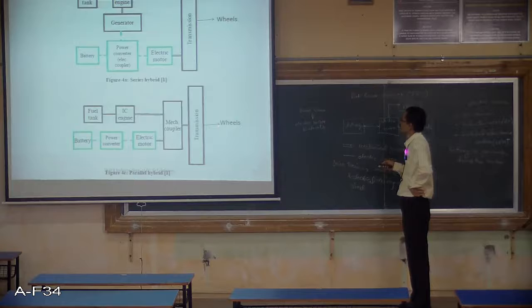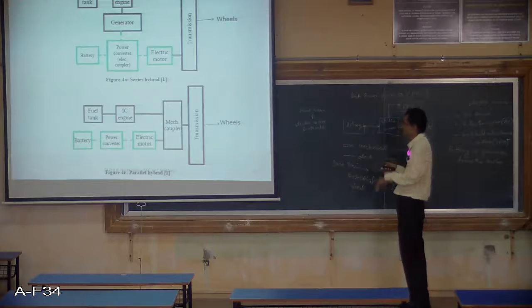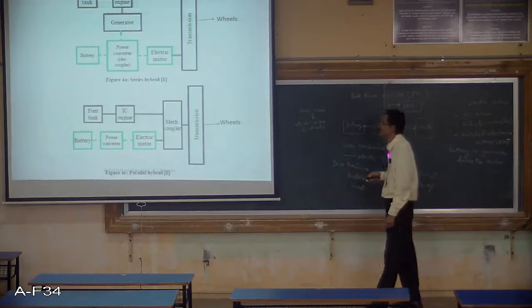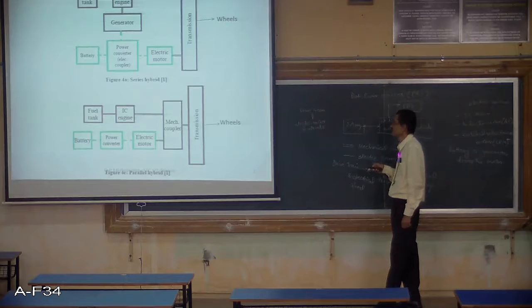Suppose the wheels require a higher power, in that case it can be coupled to the IC engine, and if it requires lower power, it can be coupled to the electric motor, because IC engines, as we have already seen earlier, produce very high torque as per the requirement of the vehicle.